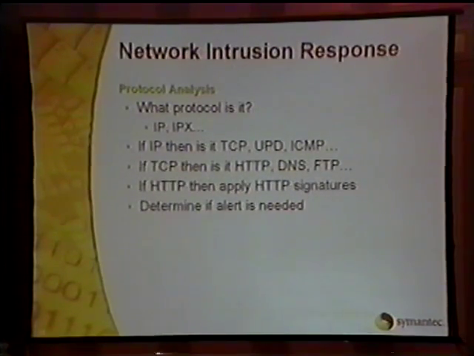Then we find out, okay, this is an HTTP packet, so we apply our HTTP signatures to determine if an alert is needed. That's protocol analysis in its simplest form, but the problem is that a lot of IDS vendors do this. Here we need to go further, because what's happening is we're applying pattern matching signatures at the very end. So when we break down the packet into manageable parts and figure out that it's HTTP, we're just applying, is it CGI-BIN-PHF or whatever.